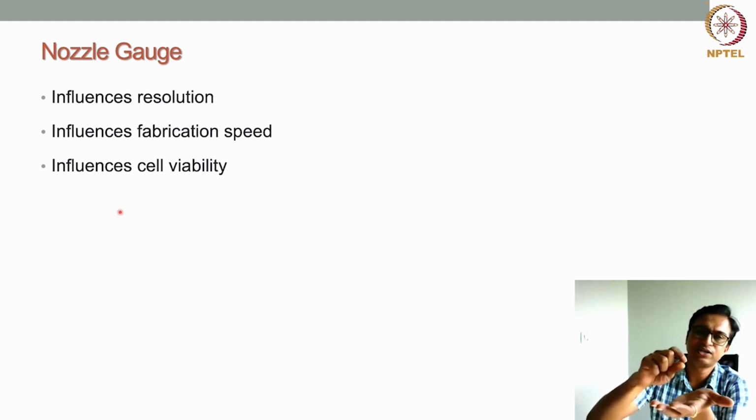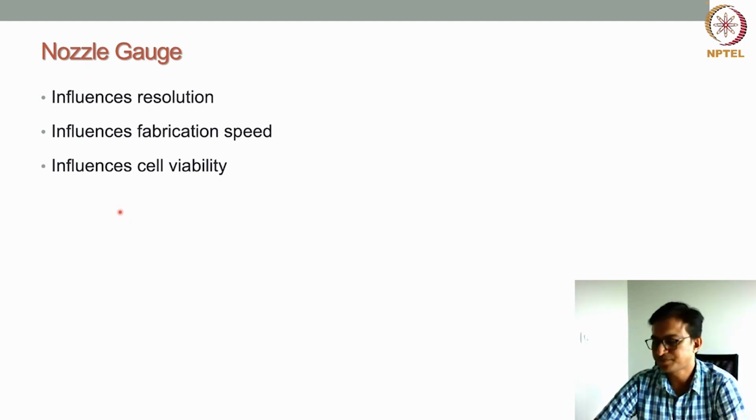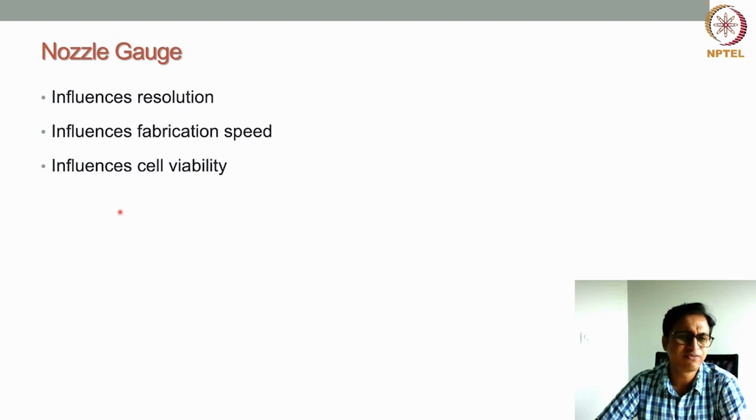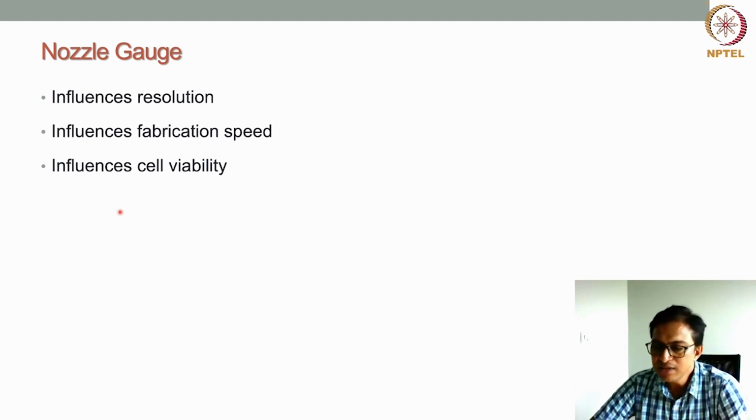If my printing nozzle diameter is very fine, then I can make very nice structures. I can make very small features and a very good structure. So the resolution of the structure is directly influenced by the nozzle gauge. It also influences the fabrication speed, because if I use a smaller nozzle, the fabrication speed will decrease.